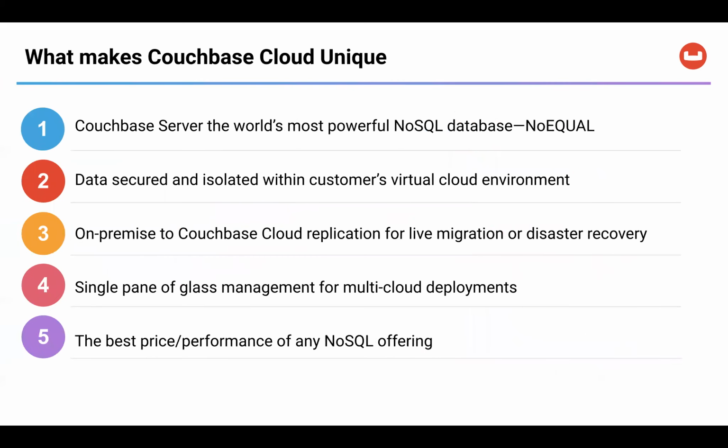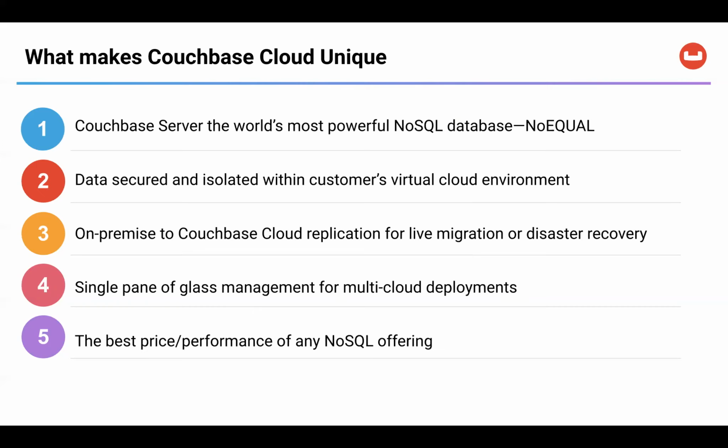Last but not least, what makes this Couchbase Cloud unique, right? Of course, the first point is that this Couchbase Cloud is run and powered by Couchbase, which is the world's most powerful NoSQL database. We refer to that as NoSQL, and we firmly believe so. Point number two, and this is probably my favorite, your data is secured and isolated within your own cloud environment. No shuffling around, no movement. Your data resides where your data belongs.